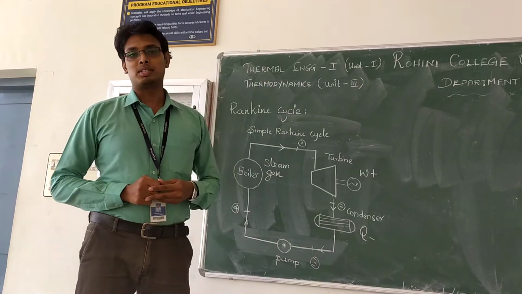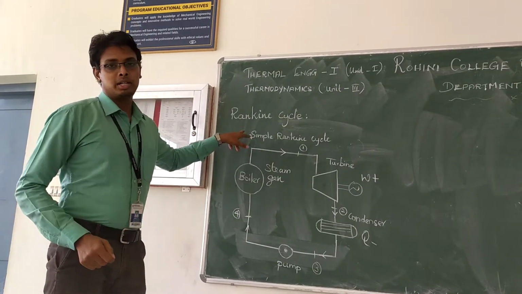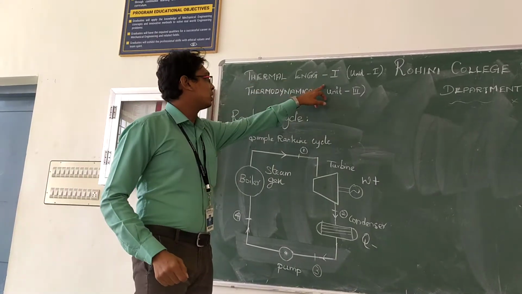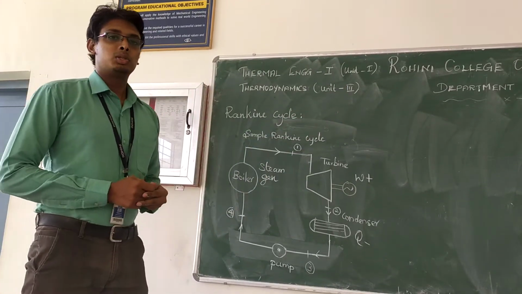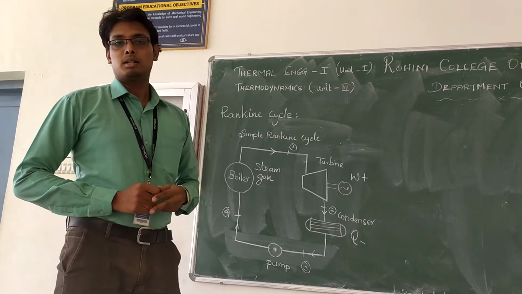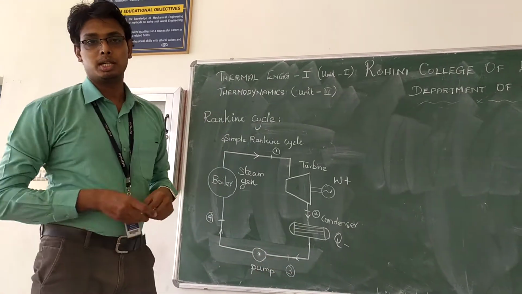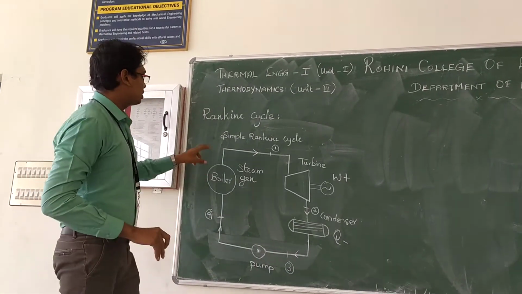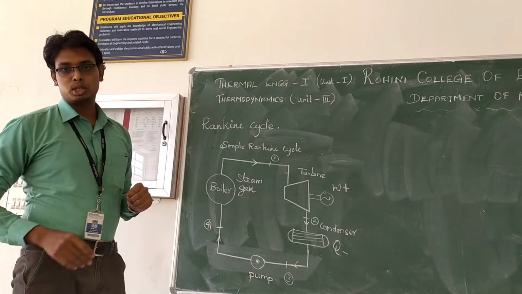So today we are going to discuss the chapter called the simple Rankine cycle. It is present in Thermal Engineering 1, Unit 1 and Thermodynamics of Unit 3, right? It's one of the important units which will be useful for us to study power plant engineering subjects. Related to the Rankine cycle, we have four essential components.